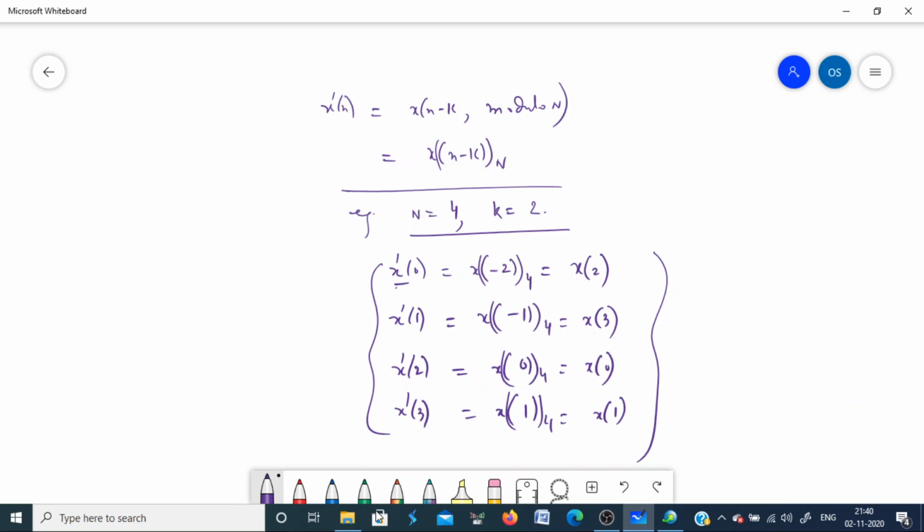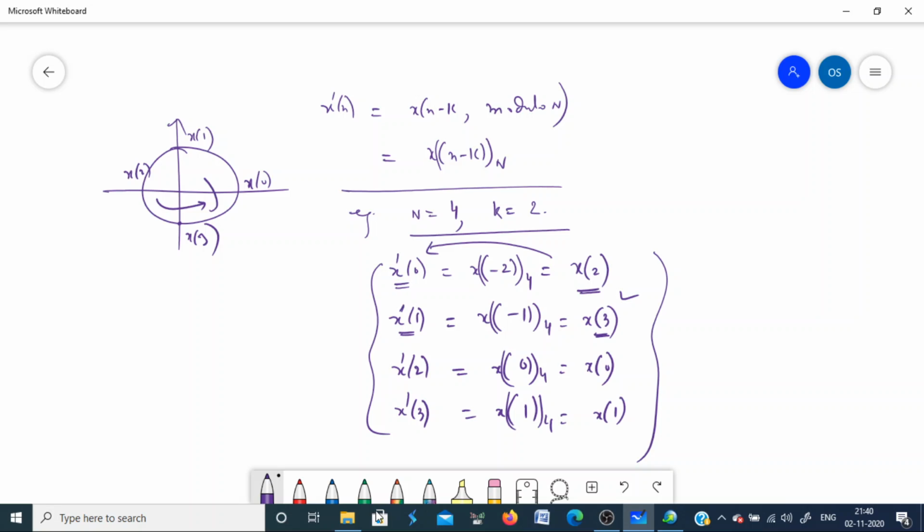Okay, so the sample at 2 in x will be at 0 in x dash. It means it is shifted by 2 units. Similarly, the sample at x is equal to 3 will be the sample at x dash is equal to 1. So this is again shifted by 2 units and so on. Okay, and I hope you understand this modulo n operator.